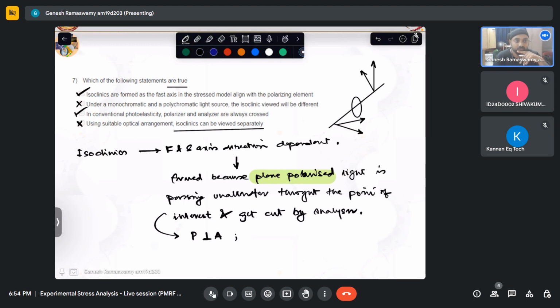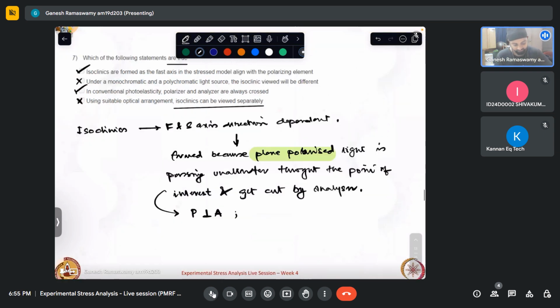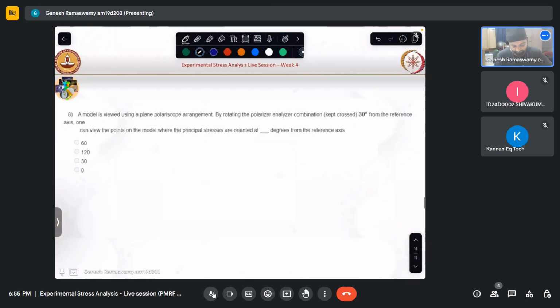Granted, I can take images of all the isoclinics and then perhaps superimpose them or something like that. But as such, there is no arrangement which can give all of this readily. It has to be seen one after the other. Okay, very well. So I hope this is clear. So let us look at this question.